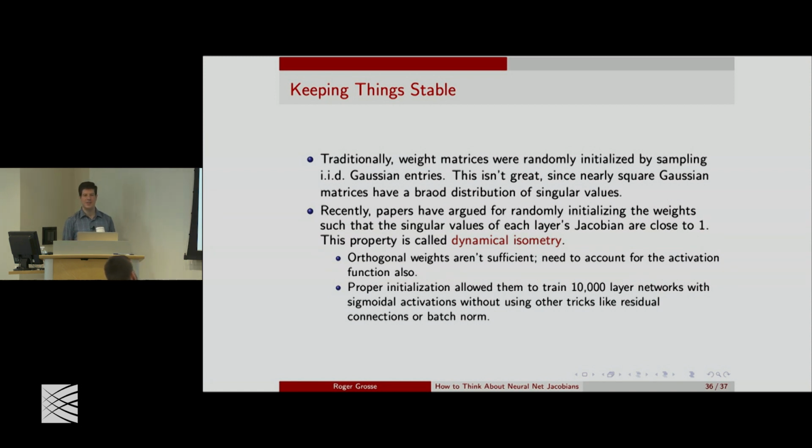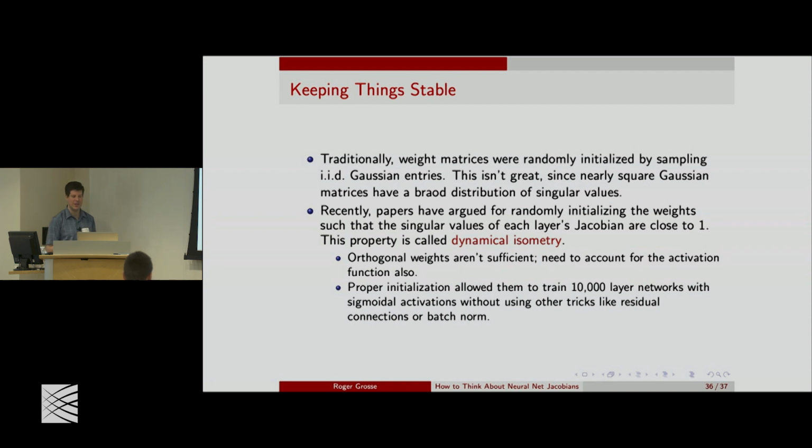And so this sort of analysis of the Jacobians of each layer gives some insight into how to initialize the network. Traditionally, we just initialize the network using independently sampled Gaussian distributions for each of the entries. But if you have a weight matrix that's approximately square with IID Gaussian entries, then it'll have a very broad distribution of singular values. And that's not good from the standpoint of propagating information through the network. And so there have been a bunch of interesting papers recently that looked at this question of how to initialize the networks in order to keep the singular values of the Jacobians close to 1.